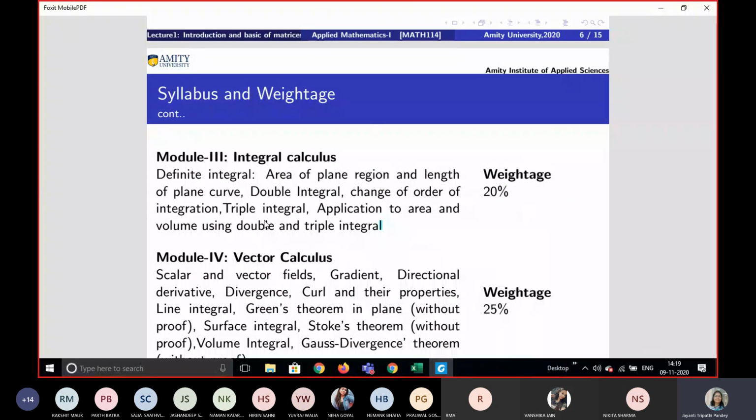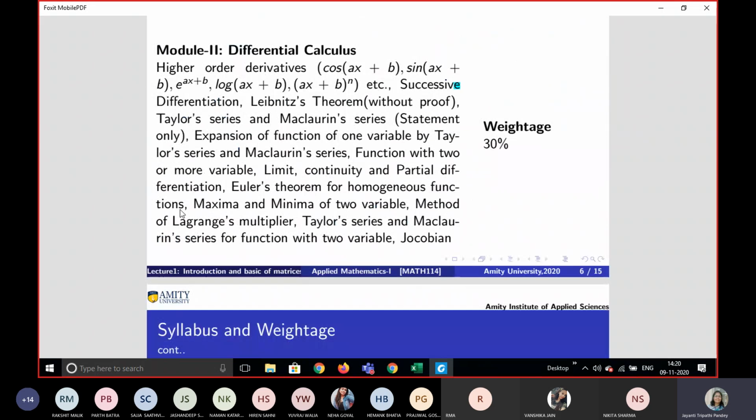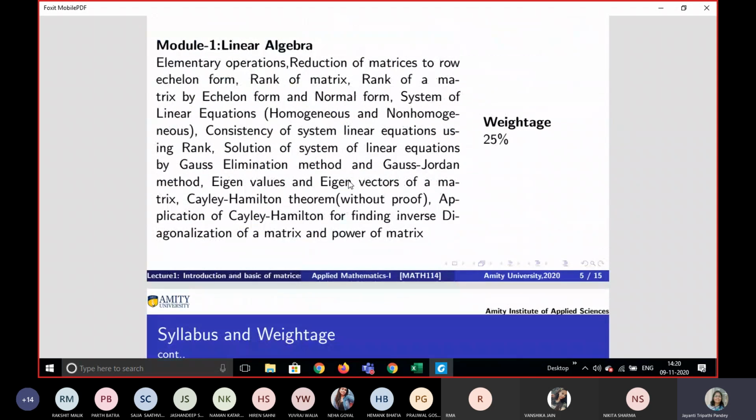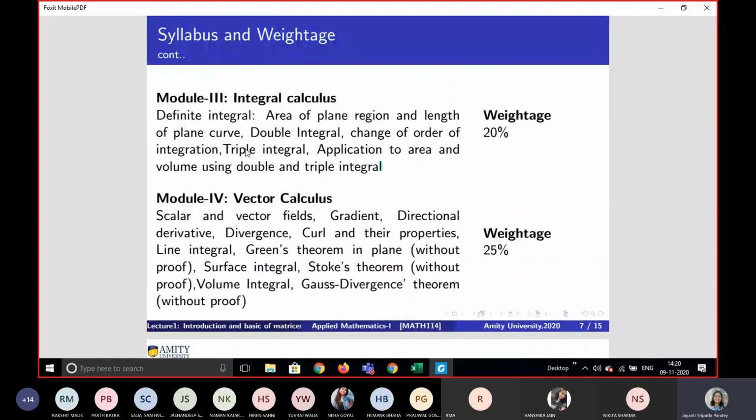This is a seemingly small module because the weightage is 20%. This was the largest module, 30% weightage, which means 3 to 4 questions from this. This and the fourth are the same. But this is very important from the point of view of the exam because you definitely get a double integral question, a triple integral question, and an application question. Though the weightage is seemingly 20%, the number of questions is 3 to 4.